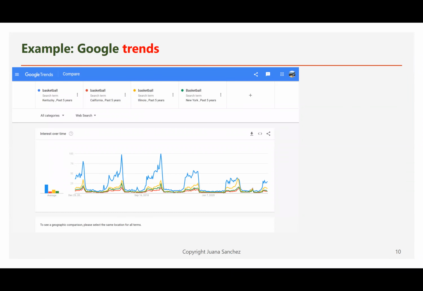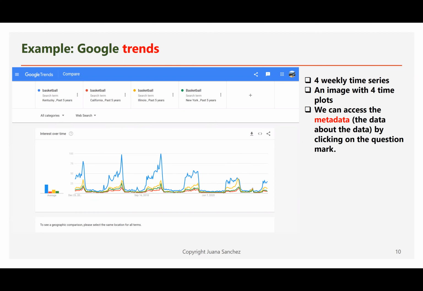Here is another example, Google Trends. In this image, you can see the interest in basketball in the last 5 years in 4 different states of the United States. There are 4 weekly time series displayed. This is an image with 4 time plots, one for each state. And in this plot, we can access the metadata. We can click on the question mark and find out what it is that is being measured.